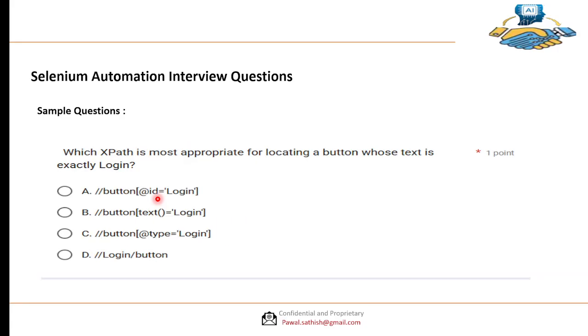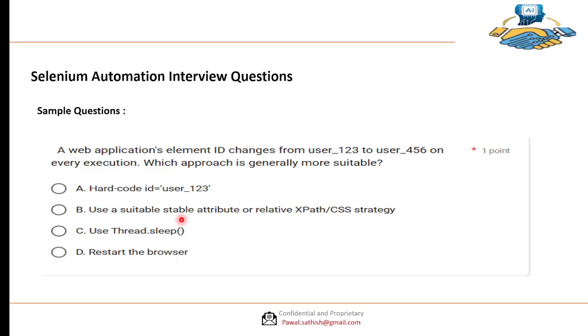Next, which XPath is the most appropriate for locating a button whose text is exactly login? To answer this question, first we need to understand what locators we can define in Selenium, like ID, name, text, then XPath. If you know all these locators, then using XPath for locating a button whose text is exactly login, we need to select the correct answer. If you have real experience, then you will also give the correct answer.